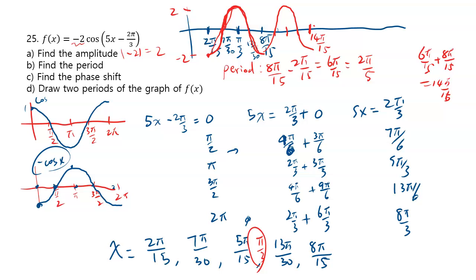So the period, we just found that that's 2 pi over 5. And here's a shortcut. It's really 2 pi divided by this number. If you can remember that, that'll be even quicker. All right, and then find the phase shift.